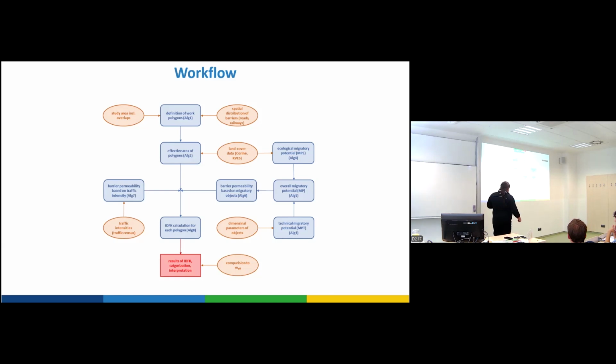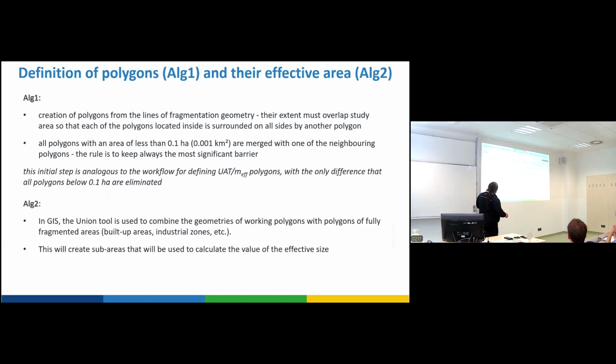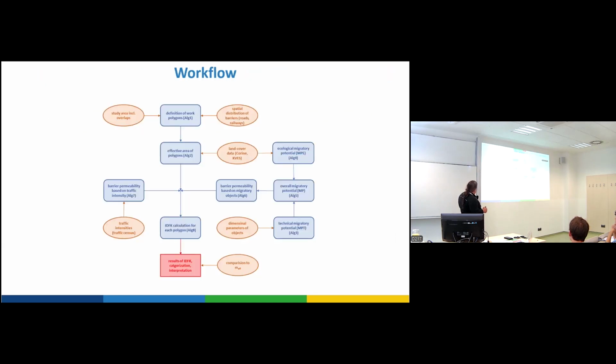And then we have to work with the permeability of each barrier. We have 2 options. These are the first 2 steps. Here is some more info on what we changed in the effective mesh size. In that second step, we deduct all these built-up areas and so on, and this is the base for the calculation.